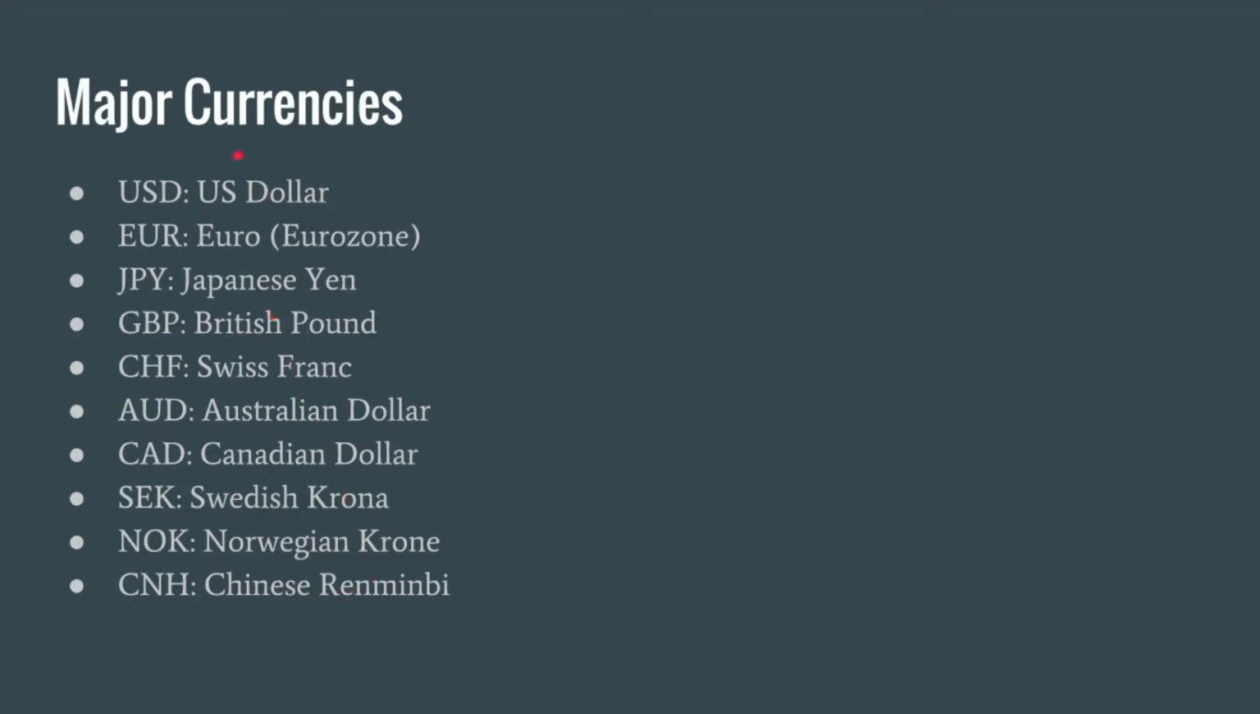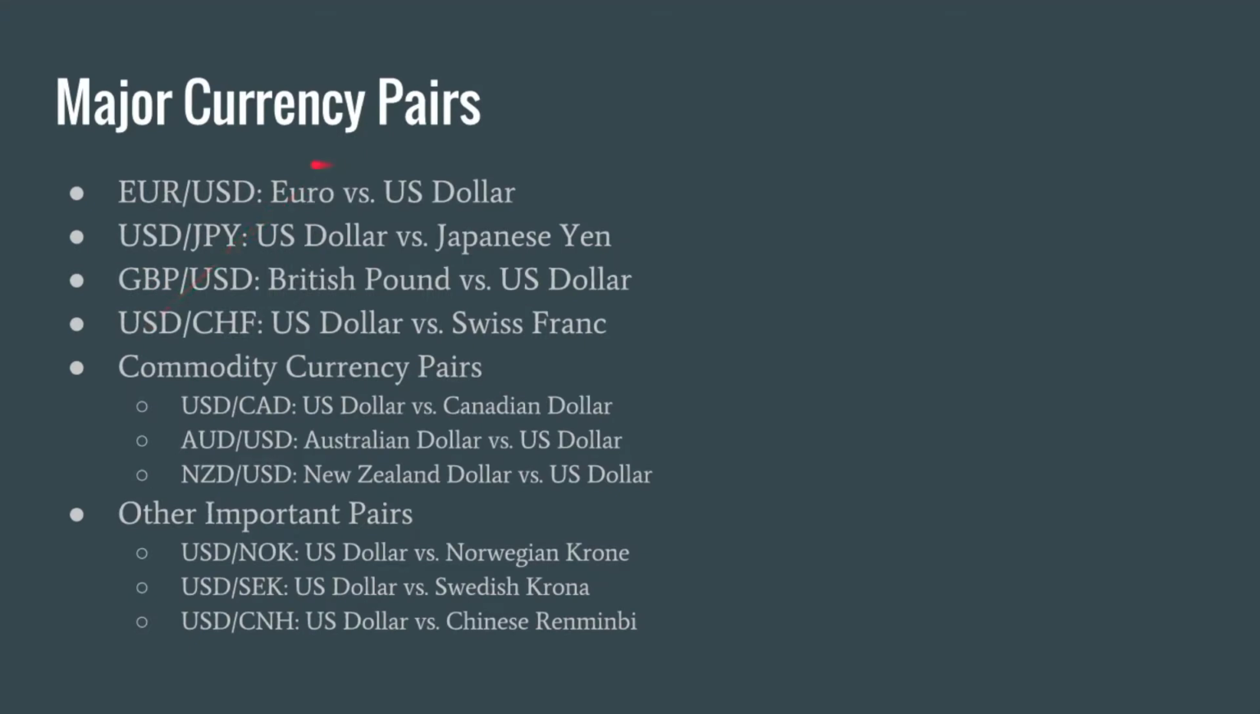And then one thing that you'll notice is every currency has a three-letter symbol, which is just a uniform, consistent naming system. And then moving on, here's a list of the major currency pairs.